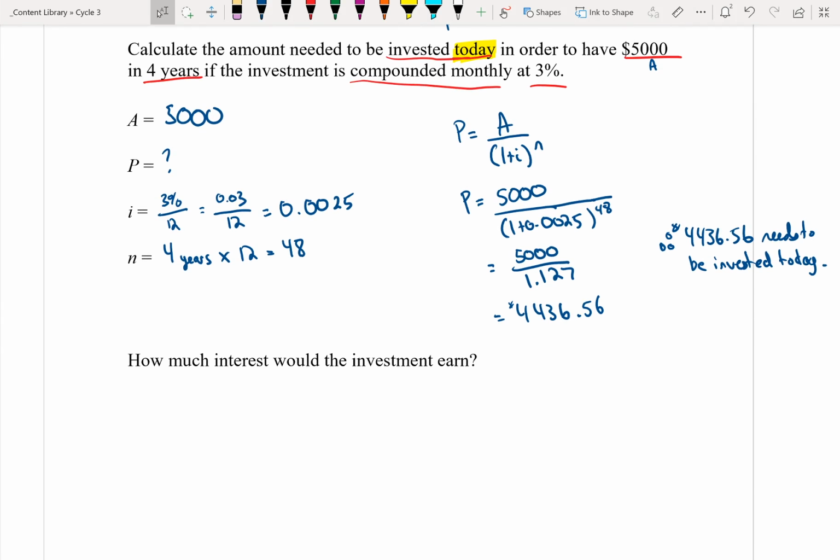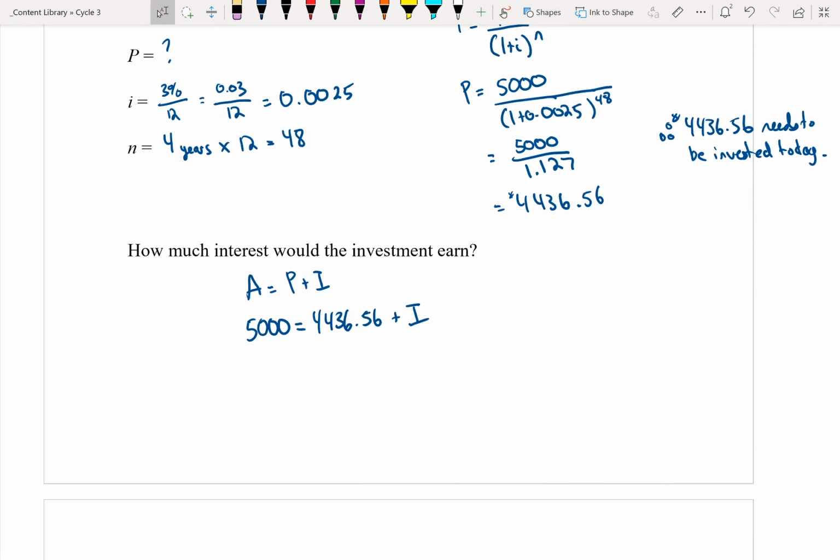How much interest would the investment earn? This is where we need to go back to our A equals P plus I formula. We know our future amount is 5,000, and we know how much we should start with. I want to figure out what my interest is. So it just works out to your future amount minus your present amount equals the interest. So 5,000 minus 4,436.56, and we get $563.44 is equal to our I value.